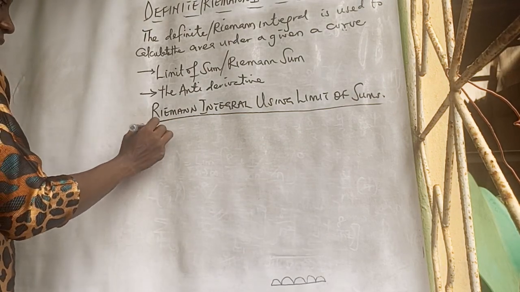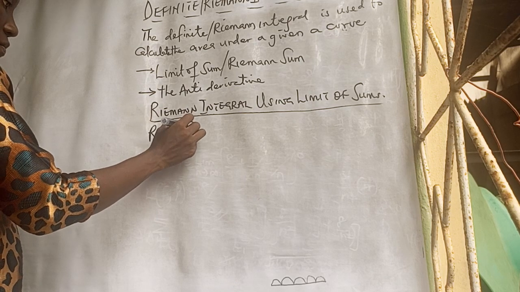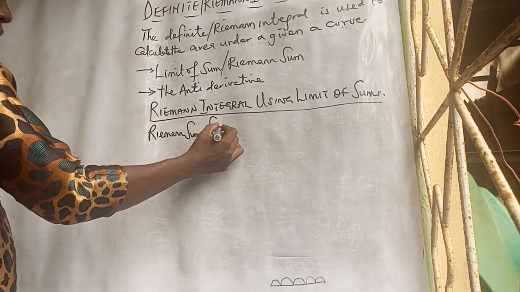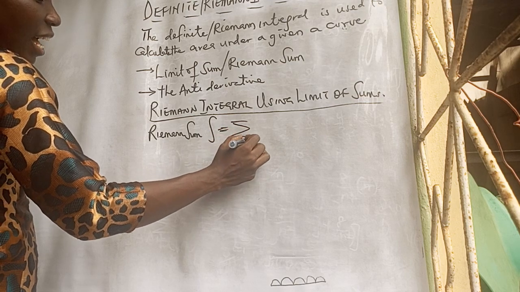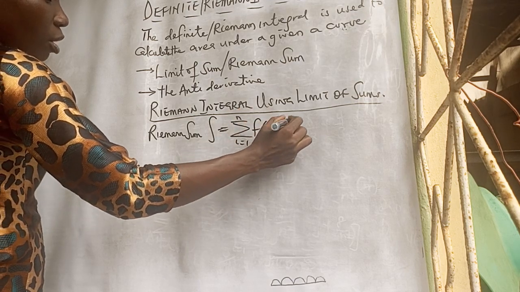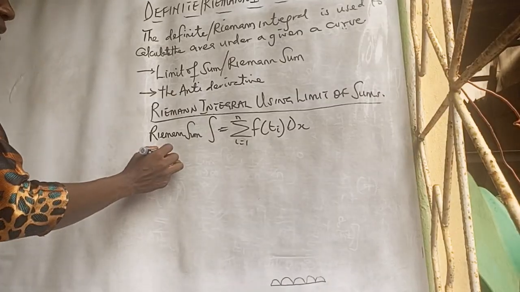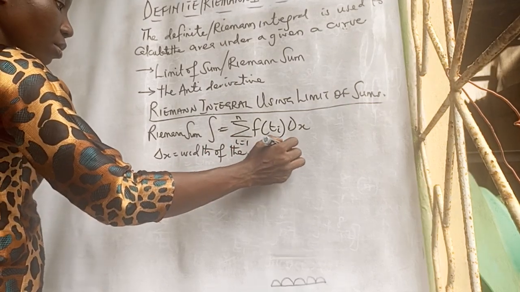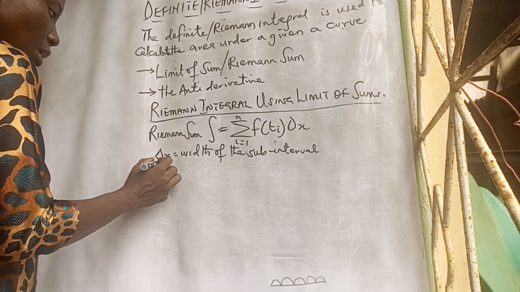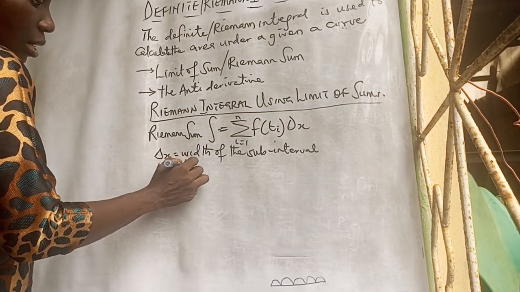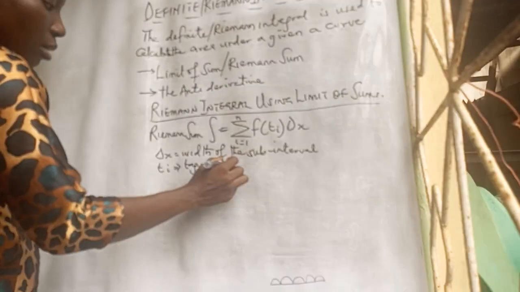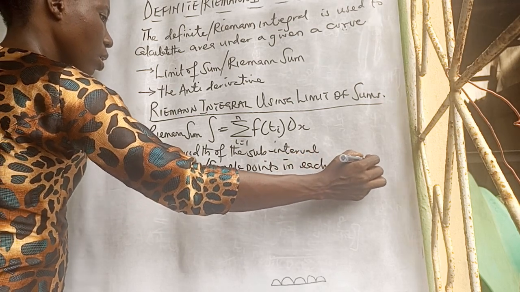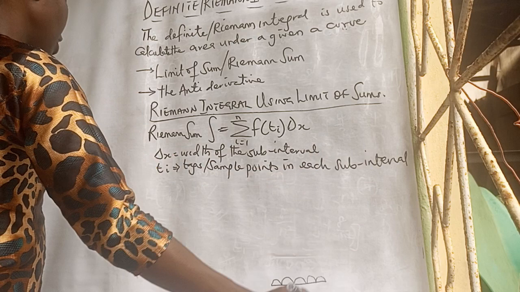Recall that our Riemann sum, which we also use as area under the curve, is the summation as i moves from 1 to n of f of t sub i delta x, where delta x is the width of the subintervals and t sub i are the tags or sample points in each of the subintervals.